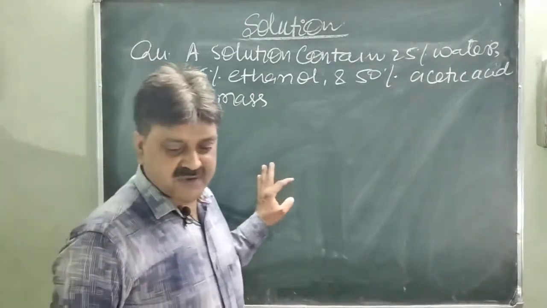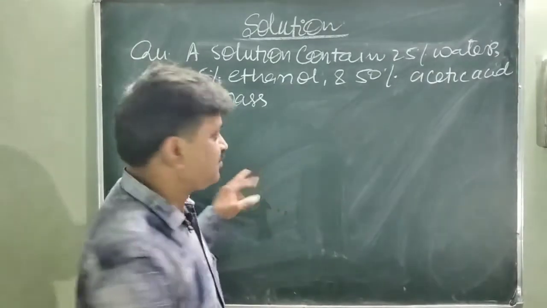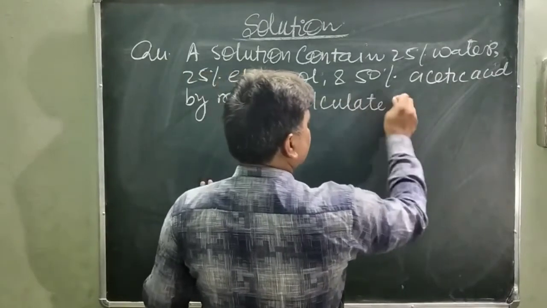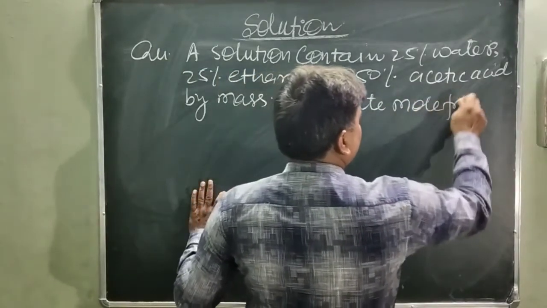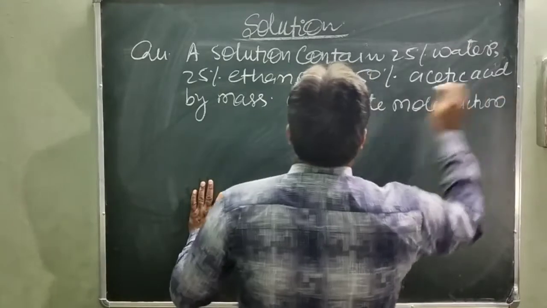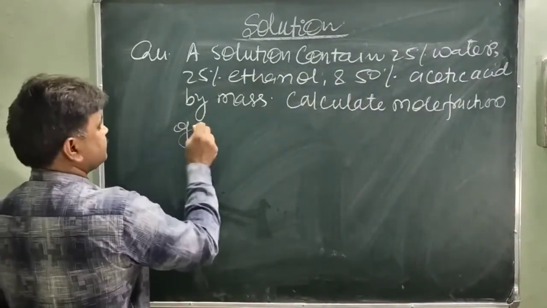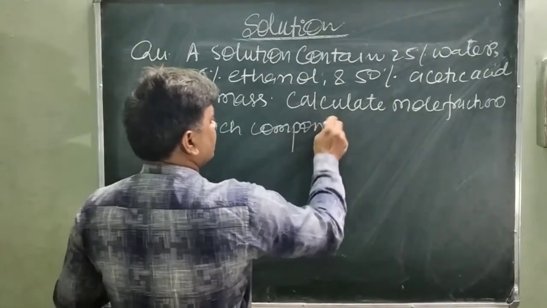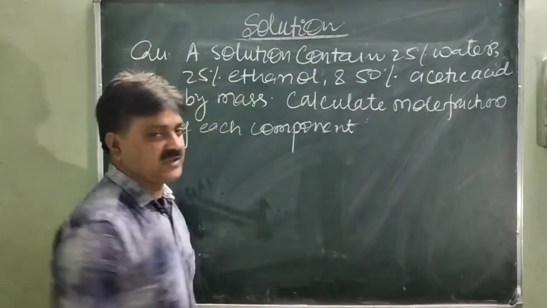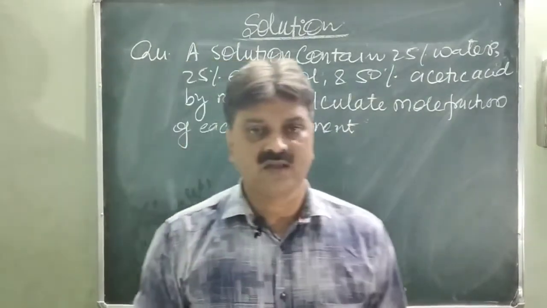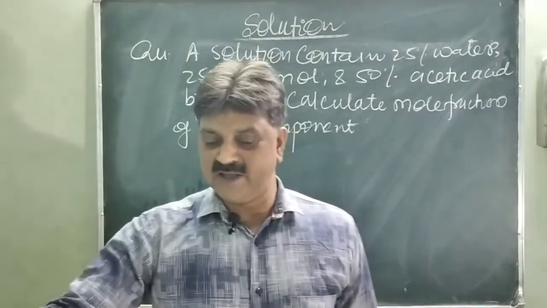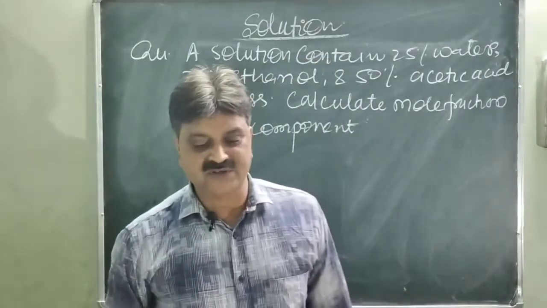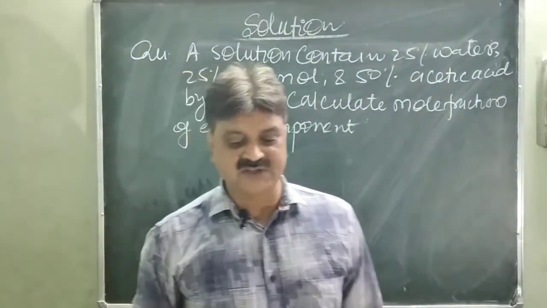Now the question is: calculate the mole fractions of each component. So how do you calculate? There are three components given here. The solution contains 25% water, 25% ethanol, and 50% acetic acid by mass.